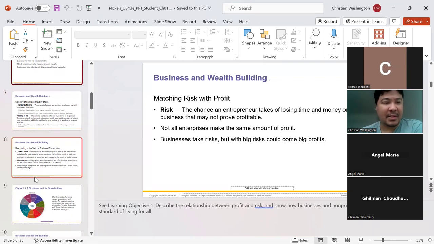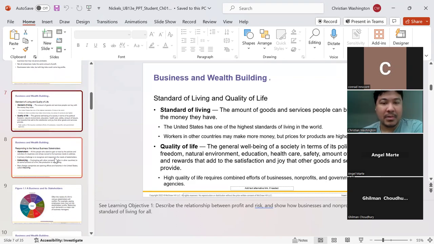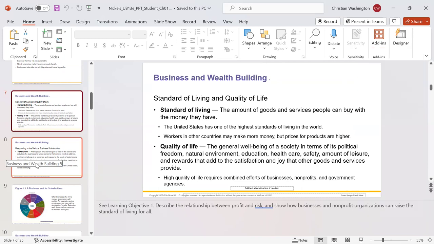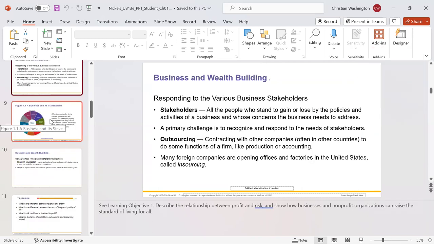Now, let's continue. I'm going to skip these. These are definitions. I'm not saying they're not important, but I'm going to skip them. All right. Stakeholders. Stakeholders are people who are involved in your business.